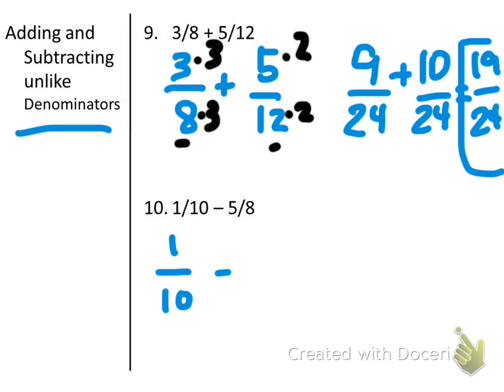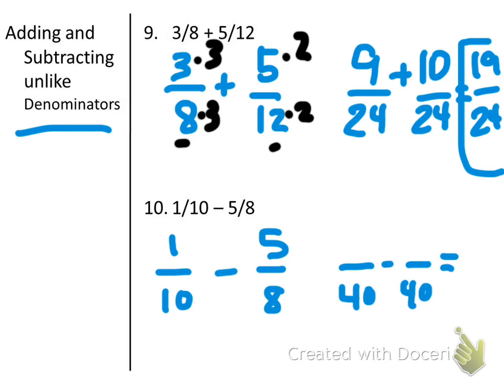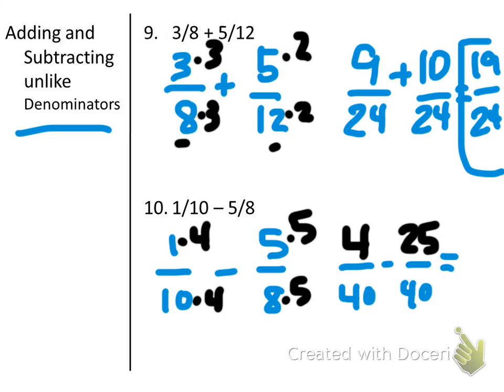Number 10, I have 1/10 and 5/8. What would be a common denominator for 10 and 8? 40, that is correct. So how do I get from 10 to 40? Multiply by 4. So 1 times 4 is 4. How do I get from 8 to 40? Multiply by 5, that is correct. So 5 times 5 is 25.